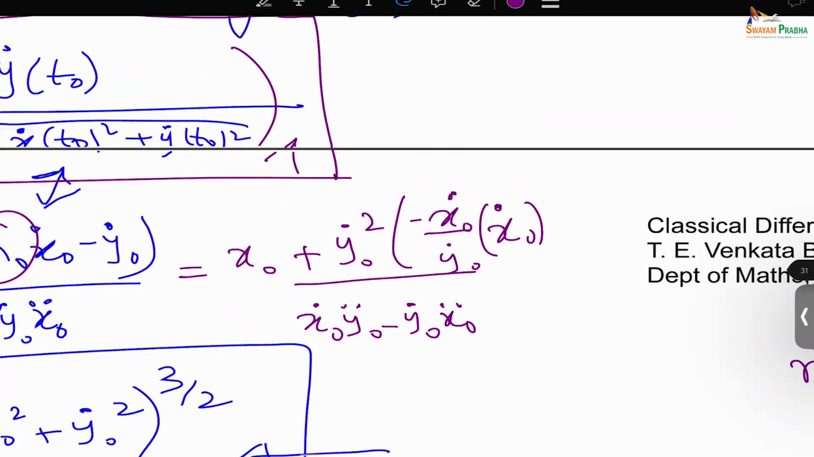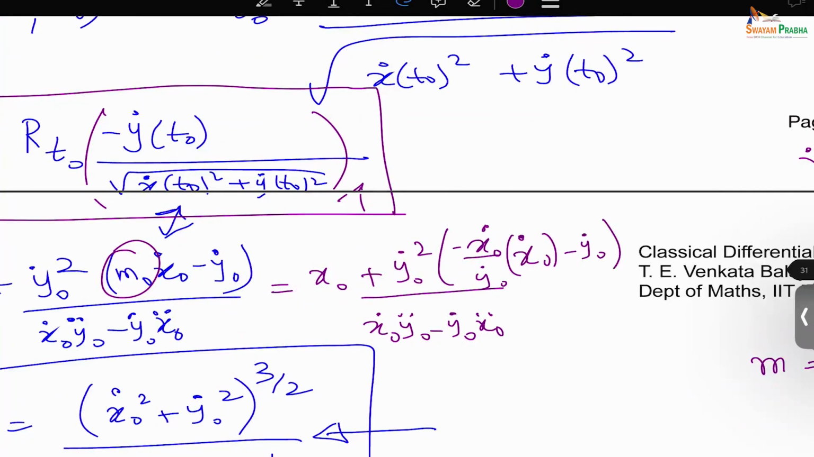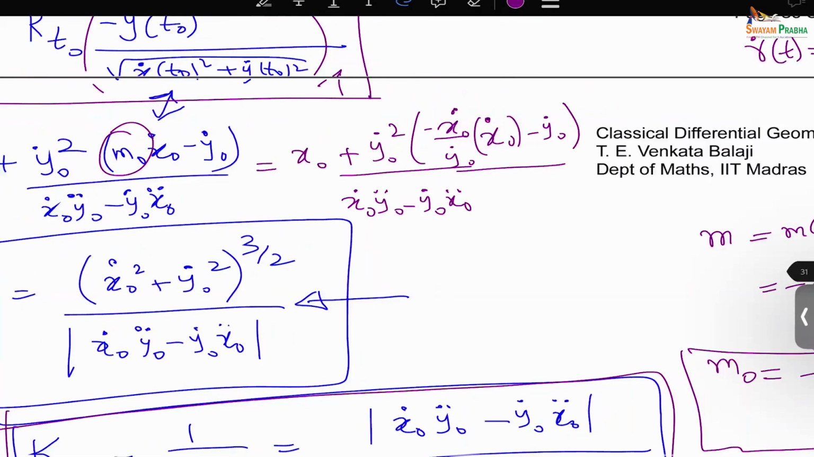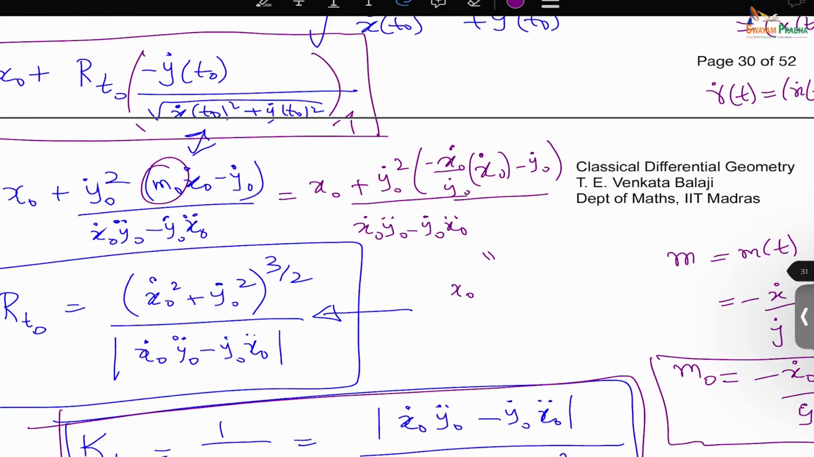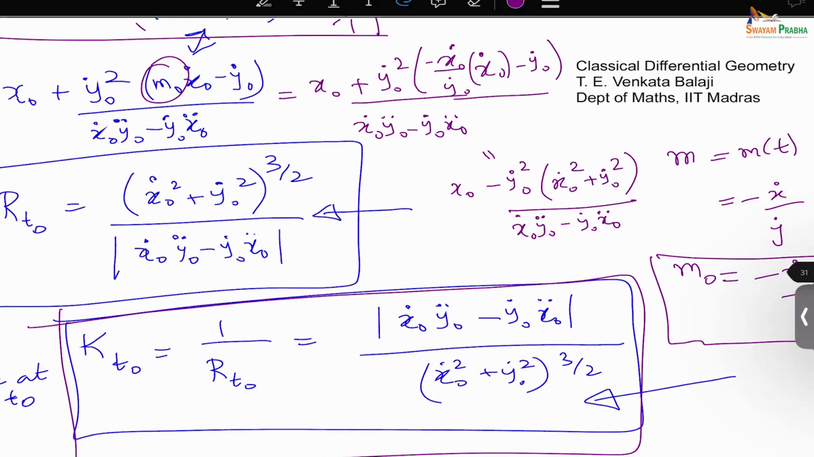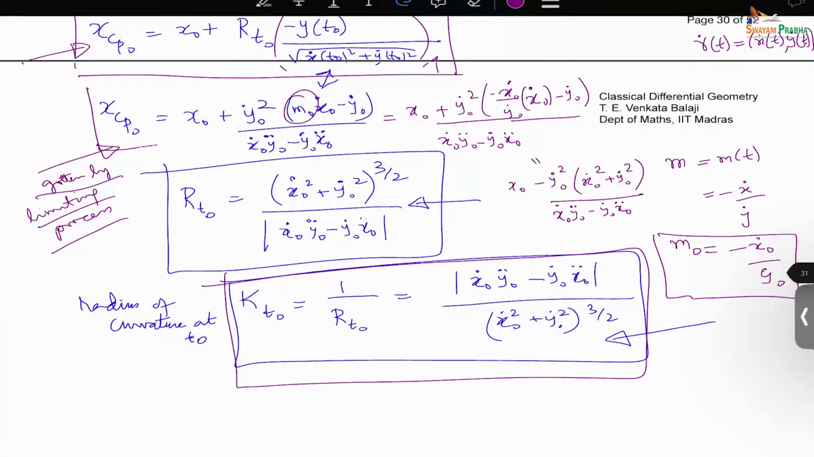Okay, that is this, and then I have a minus y naught dot. If you simplify this, what are you going to get? You get x naught, and then minus y naught dot squared, and inside I get x naught dot squared plus y naught dot squared, divided by x naught dot y naught double dot minus y naught dot x naught dot. Okay, this is what I am getting. Now this is the x coordinate of the center of curvature.